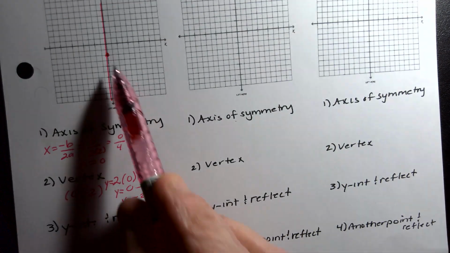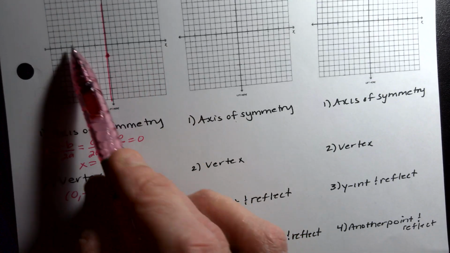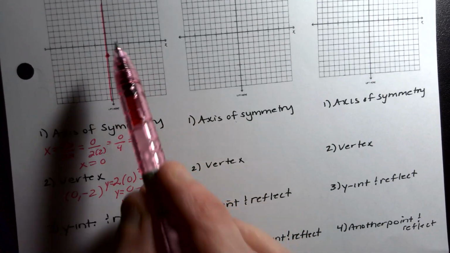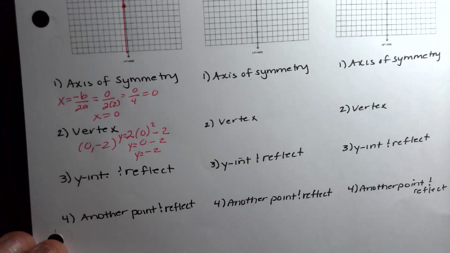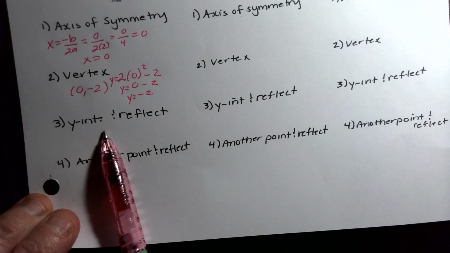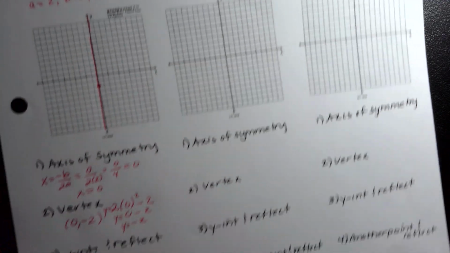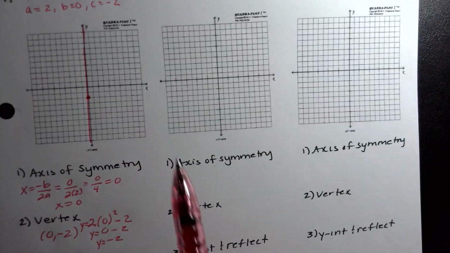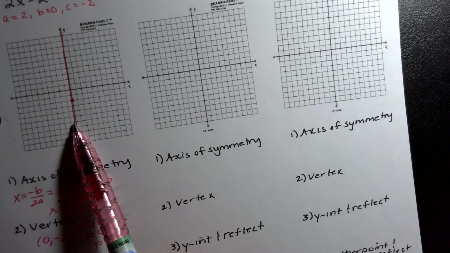If it went down, there wouldn't be any solutions, would there? It would never touch the x-axis. So going up, we now know it's going to hit it twice, so we're going to have 2 answers here. So we need to know what the y-intercept is. Oh dear, what's the y-intercept, class? Negative 2. But wait now, that's already on the y-axis here.